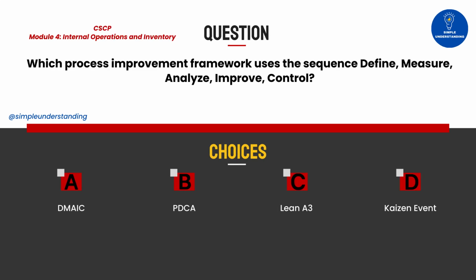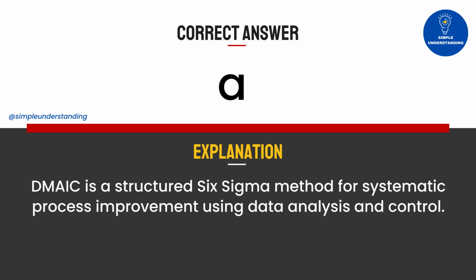13. Which process improvement framework uses the sequence define, measure, analyze, improve, control? A. DMAIC. B. PDCA. C. Lean A3. D. Kaizen event. Correct answer, A. Explanation: DMAIC is a Six Sigma framework guiding problem-solving and sustained process improvement through data.